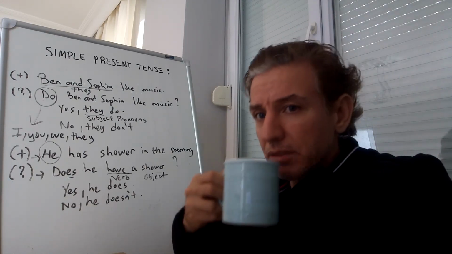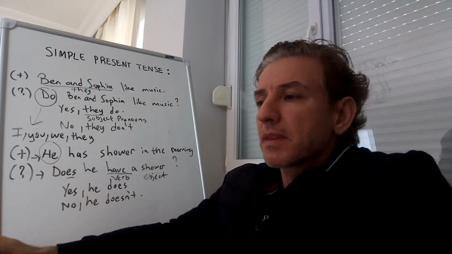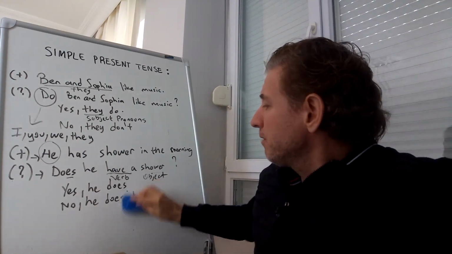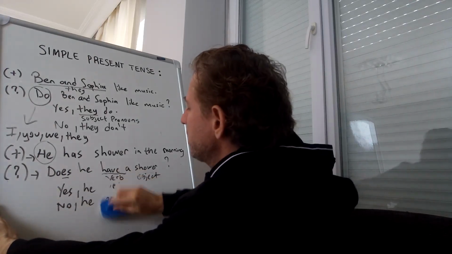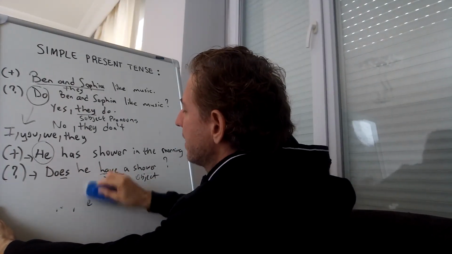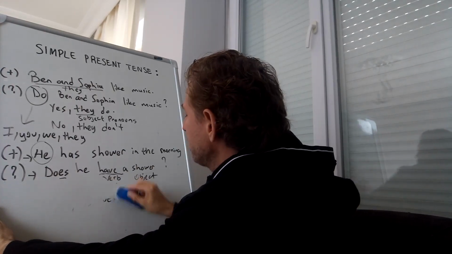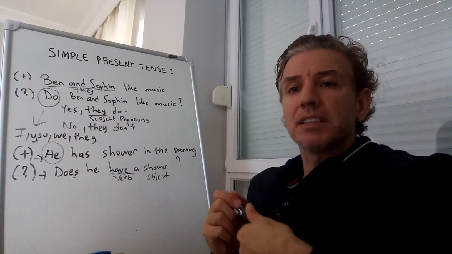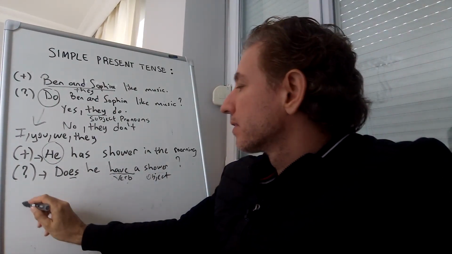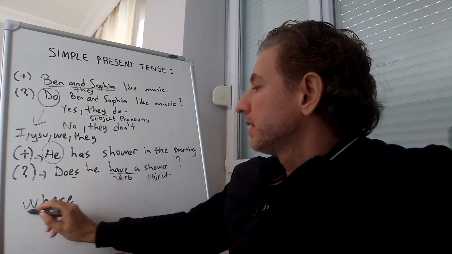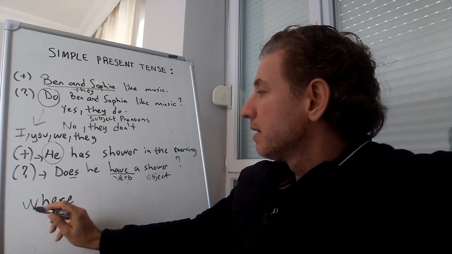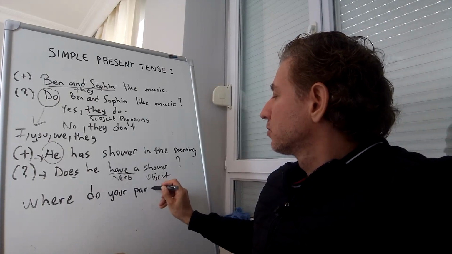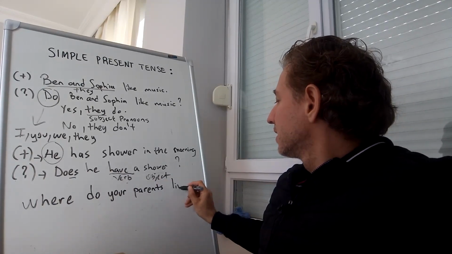Where do your parents live? Now we have come to information questions, okay? With information questions, we want some information from the listener, okay? For example, where? We put the question word at the very beginning of the sentence. Where do your parents live? Where do they live? Okay?